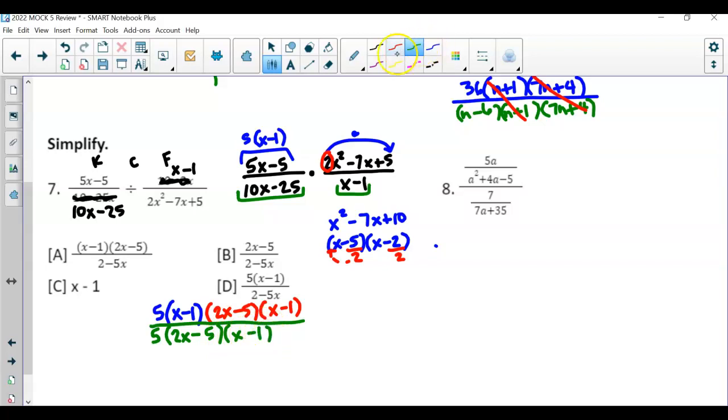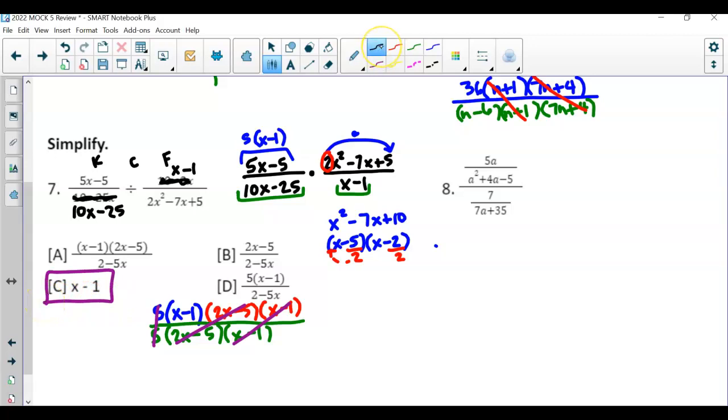Now I can start canceling out. I can cancel out the 2x minus 5s. I can cancel out the x minus 1s. And we also have 5 divided by 5, which is 1. So we are left with c, x minus 1.